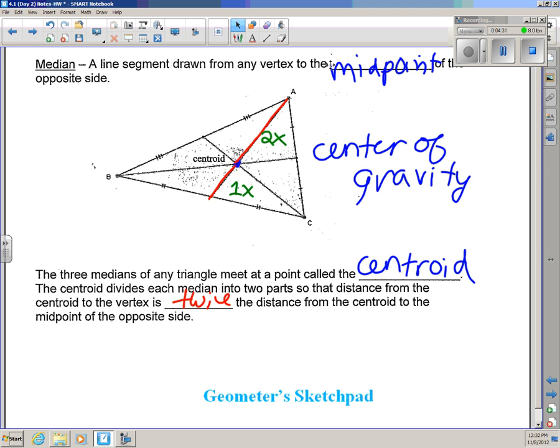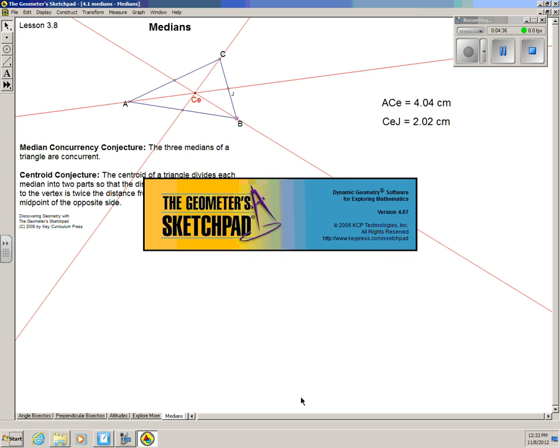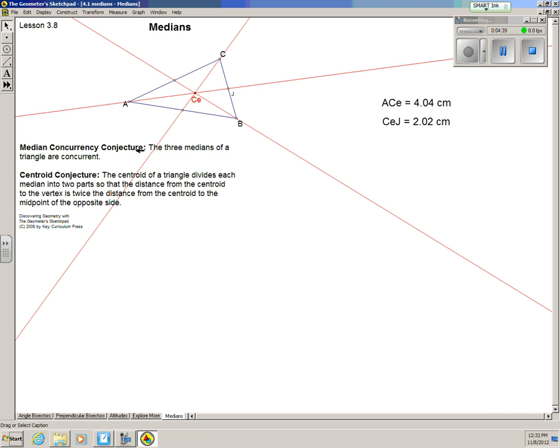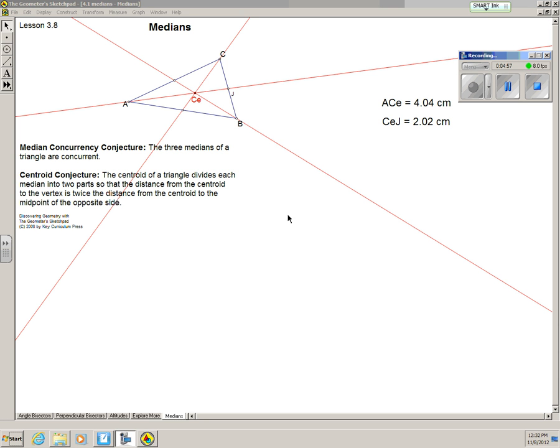But I want to show you something about the ratio of those medians. So let's go to the Sketchpad again. What's happening now is we've got these medians drawn in, just the medians. I'm only showing you one median that's measured. If you take a look at this particular median from A to J, you'll notice that from A to CE is 4.04, and then from CE, the centroid, to J is 2.02. Notice how the bigger part is double the smaller part.